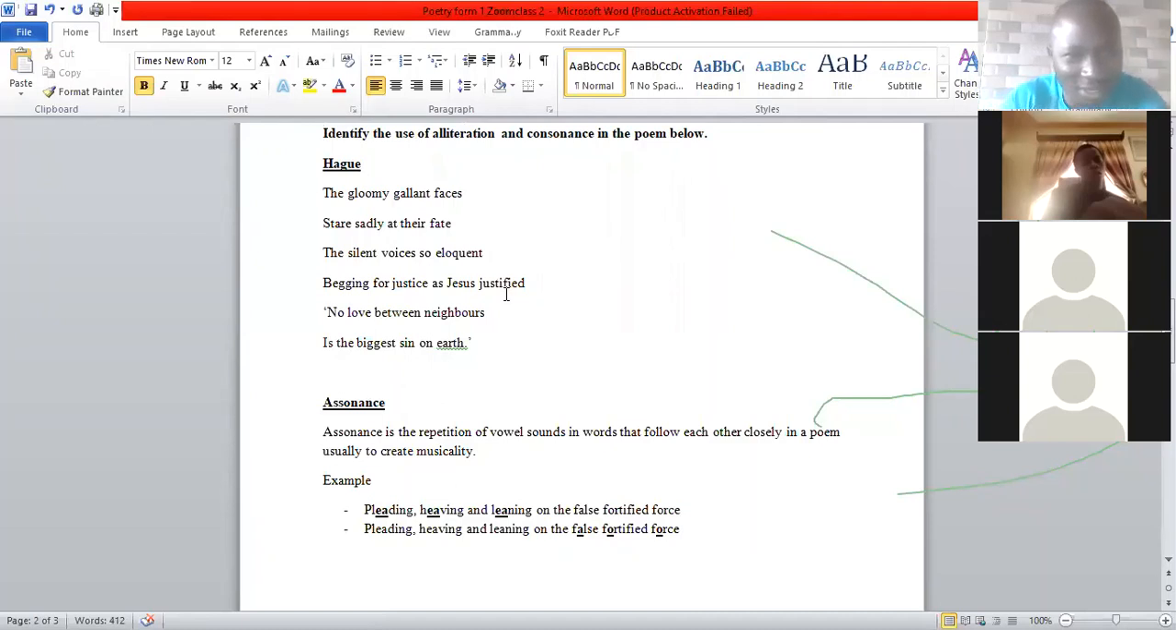30 seconds. The gloomy gallant faces stare sadly at their fate. The silent voices so eloquent, begging for justice as Jesus justified. No love between neighbors is the biggest sin on earth. Identify lines where alliteration has been used.